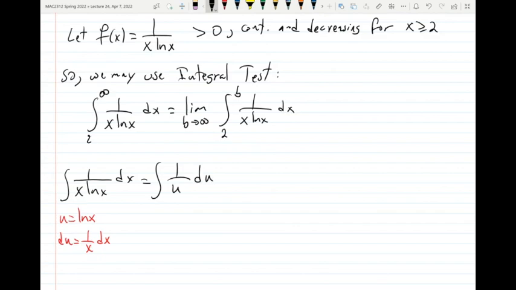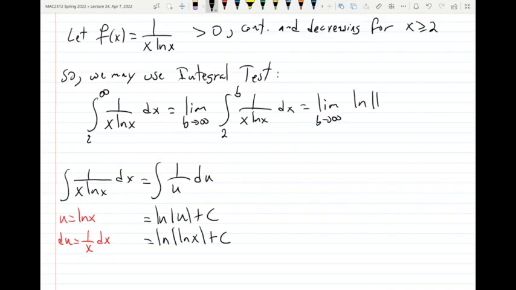And what's the integral of 1 over u? So this is ln of absolute value of u plus c, but u is ln of x, so this is ln of ln. Yes? The natural log of the natural log of x. So that's what we have here. So this will be the limit as b approaches infinity of ln of ln of x, and then we need to plug in from 2 to b. So that would be ln of ln of b minus ln of ln of 2.